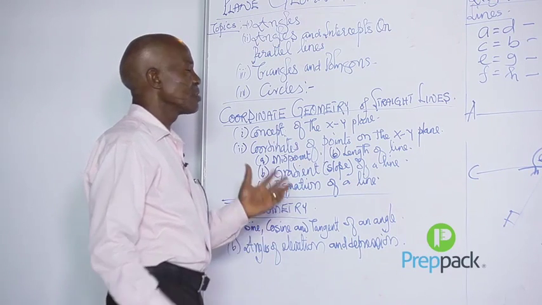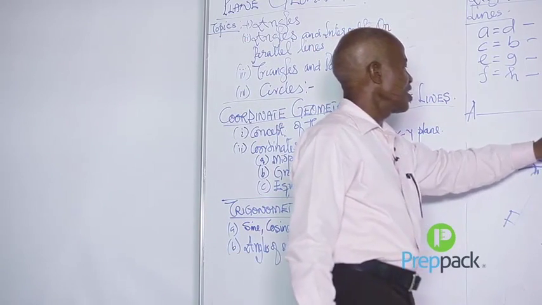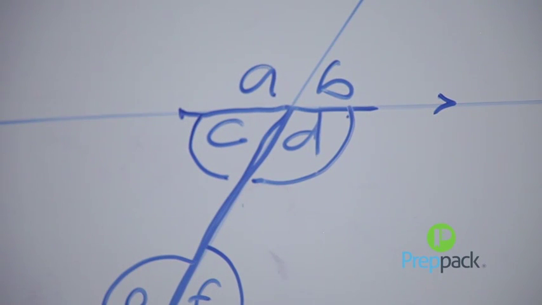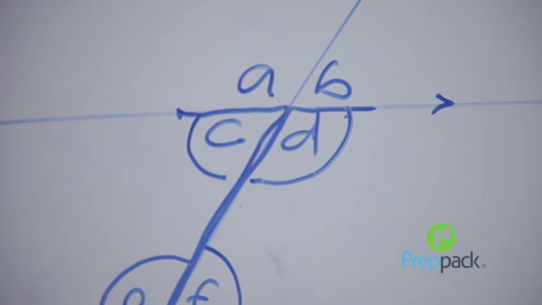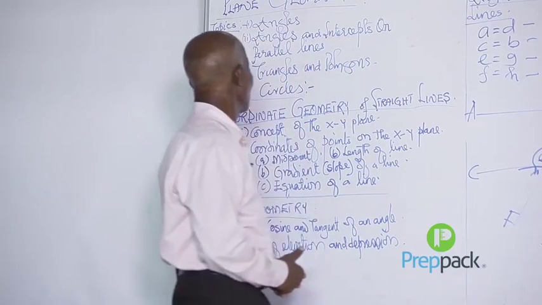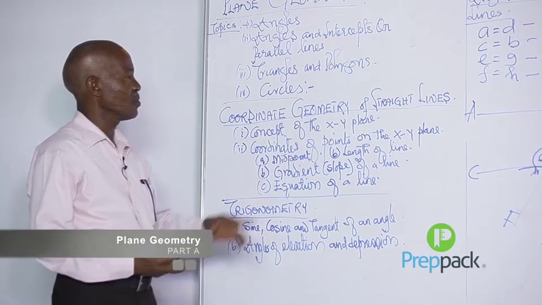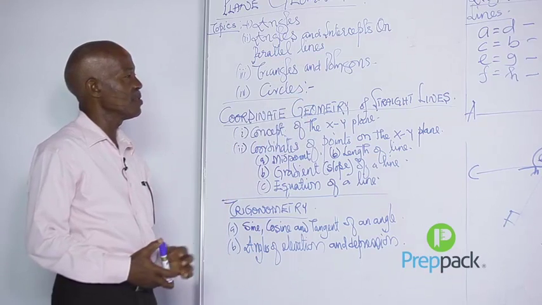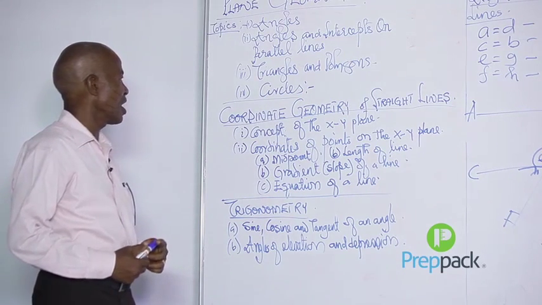Note in the summary, when you have a straight line, any two adjacent angles on the straight line add up to 180. So we have C and D, E and F, H and G, A and B. All these add up to 180 each. And the whole, two pairs, add up to 360. That is 4 different angles.